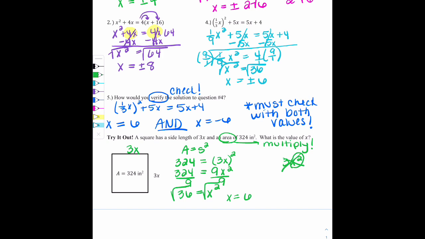It looks like I can stop. I already know x's value. However, I will add my units. If area was inches squared, then my x value should be 6 inches. Okay? And that concludes your lesson on solving radical equations.